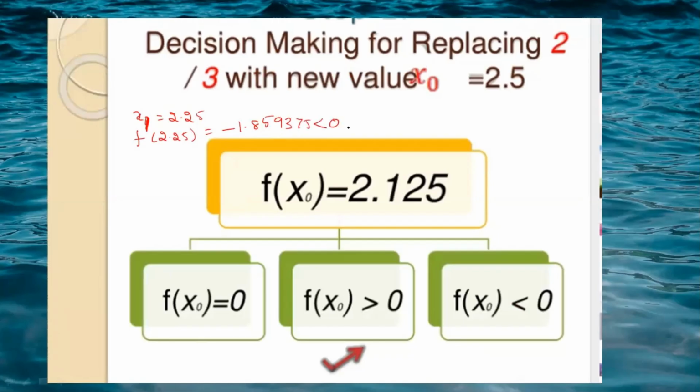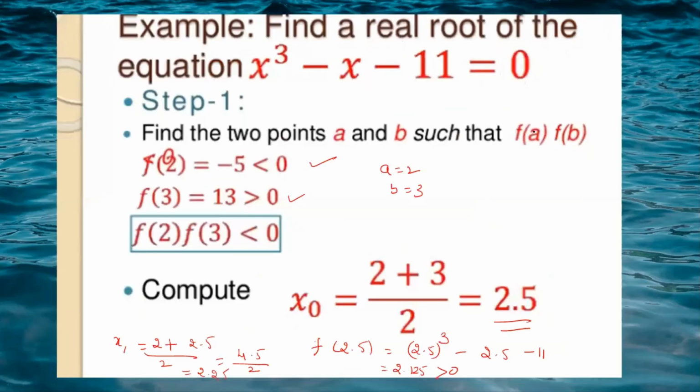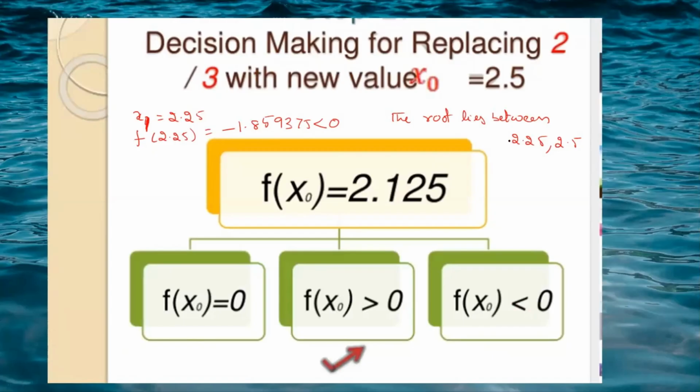So therefore the root lies between 2.25 and 2.5. Because for 2.5 you got greater than 0, and for 2.25 you get less than 0. So the root lies between these two. So therefore x2 is equal to 2.25 plus 2.5 by 2. So 2.25 plus 2.5 divided by 2, that is 2.375.